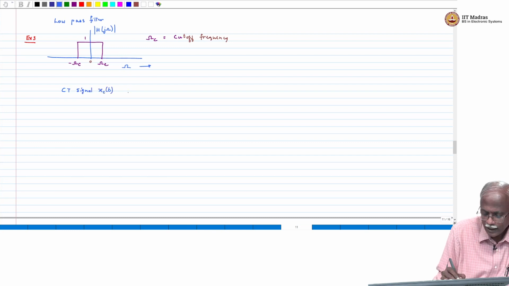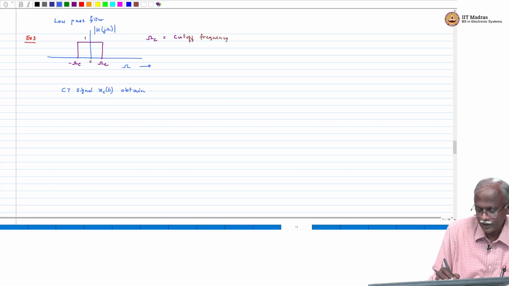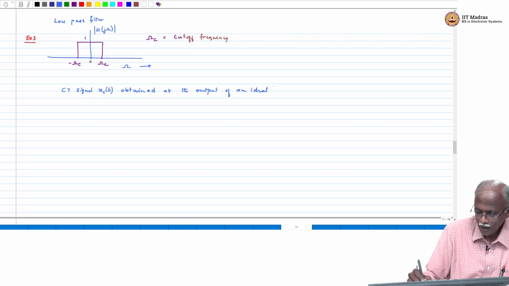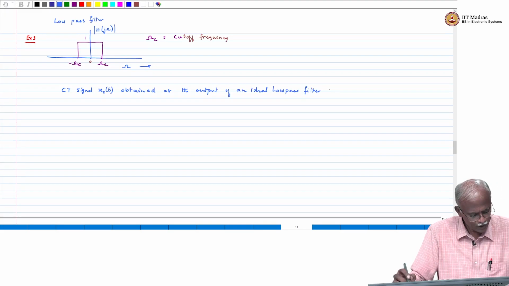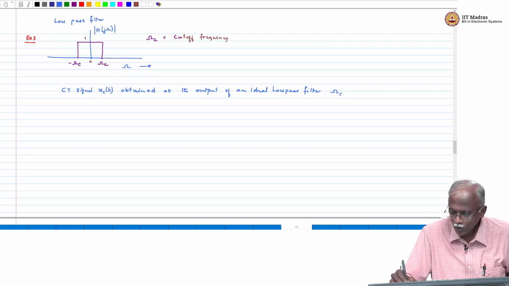Xc of t is obtained as the output of an ideal low pass filter, with cutoff frequency omega c equal to 1000 pi.